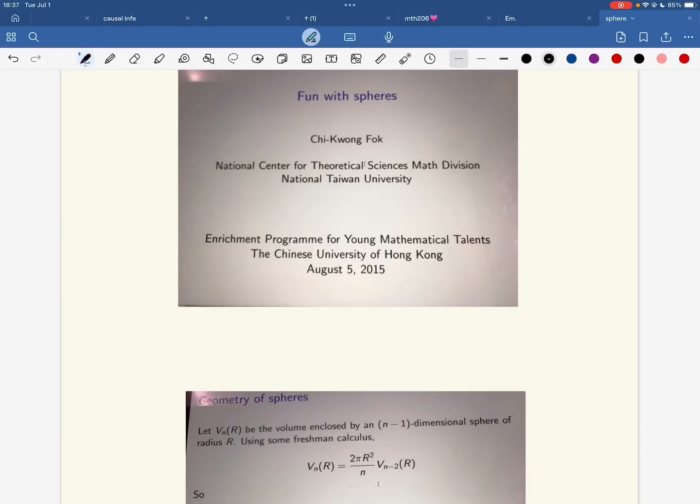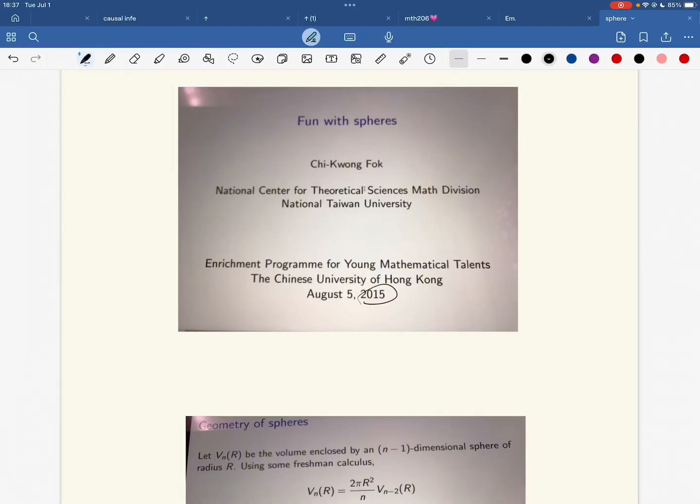And also, Dr. Chi-Kun Fook, in his 2015 slides on his website, stated that the calculation of an n-dimensional ball is not complicated and is a good representation of how to use the iterative method to make the calculation more concise. And he also mentions the idea of using the Gaussian integral to calculate the n-dimensional sphere.